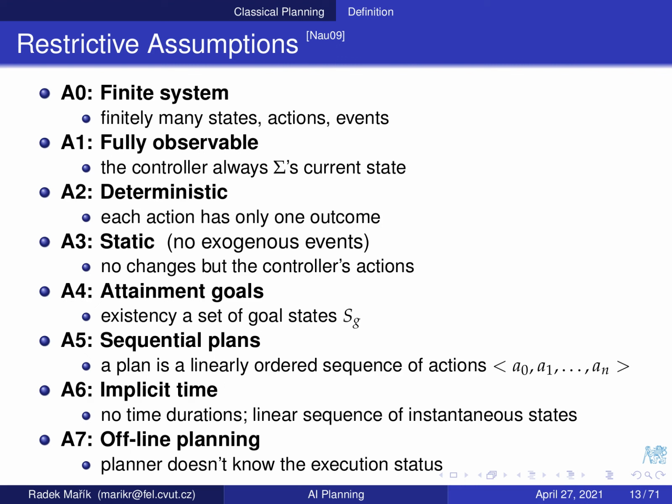Static. We assume that no exogenous events can perform any other actions. So basically, all changes in the environment are performed through the controller's actions. Attainment goals assumption. We assume that the set of goal states exists and can be reached.